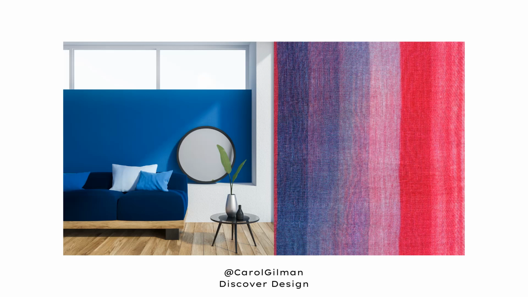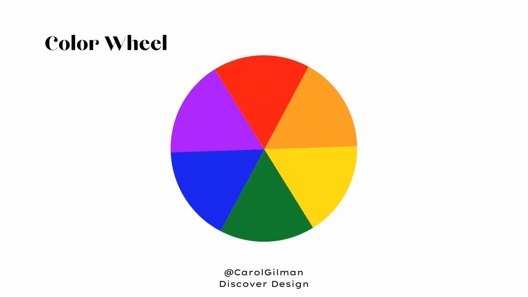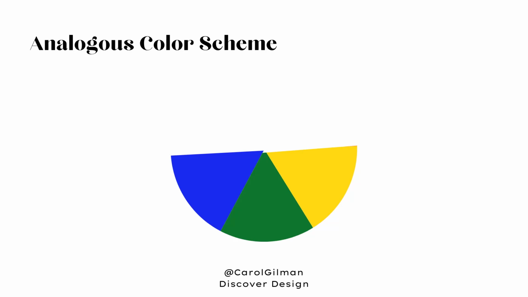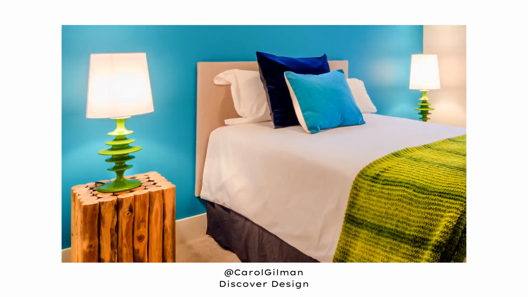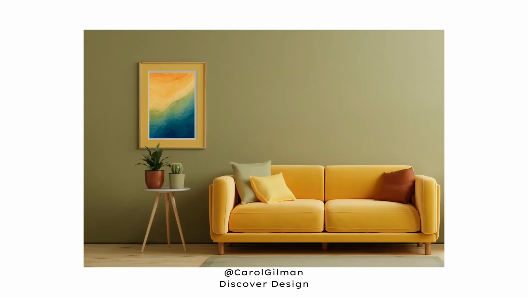And then the third analogous color scheme that we can think about using is blue, green, and yellow. We could use even just two colors. We could use blue and green together, and that would create an analogous color scheme. But we could also use all three colors together. So blue, green, and yellow, as in this example, where the artwork actually brings in all three of those analogous colors and creates a really beautiful scheme.